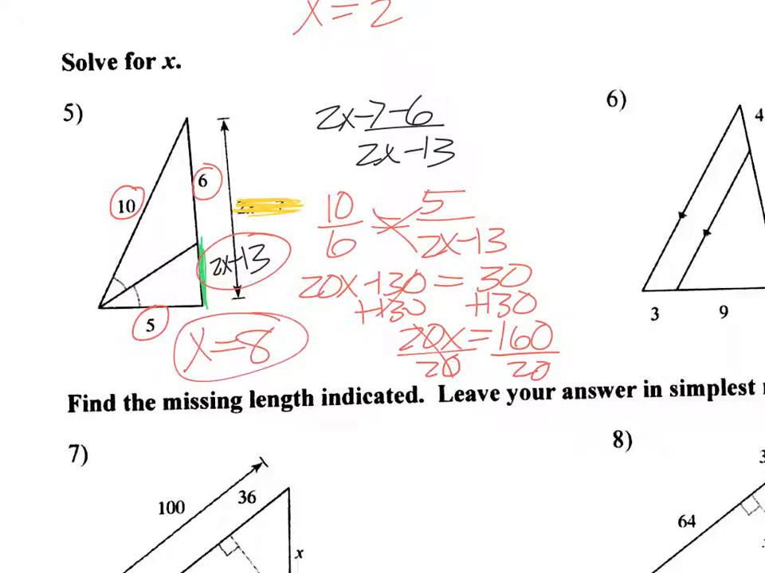Now let's make sure that makes sense. Let's plug 8 in just for a second. 2 times 8 is 16. 16 minus 13 is 3. So that would have come out to be 3. Well, that makes sense because 5 and 3, 10 and 6.